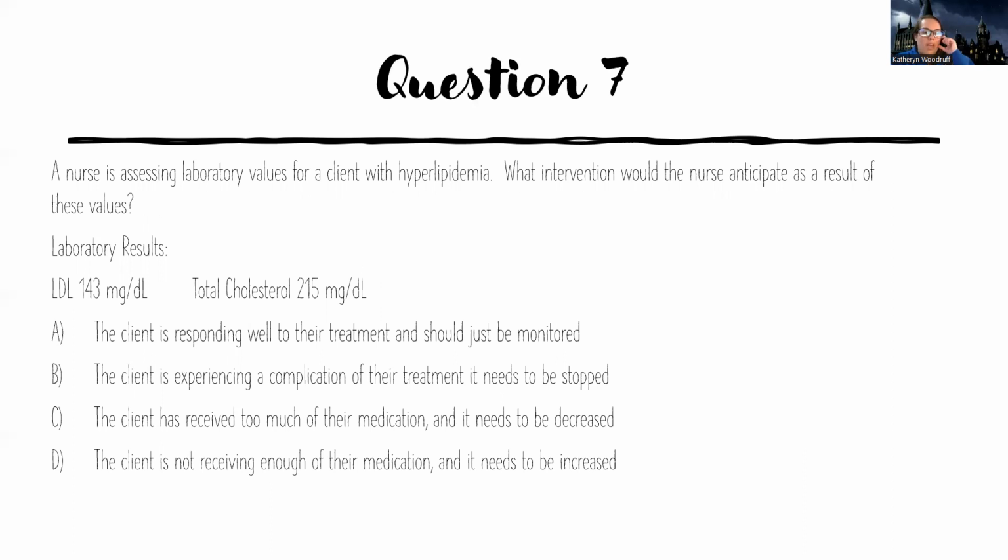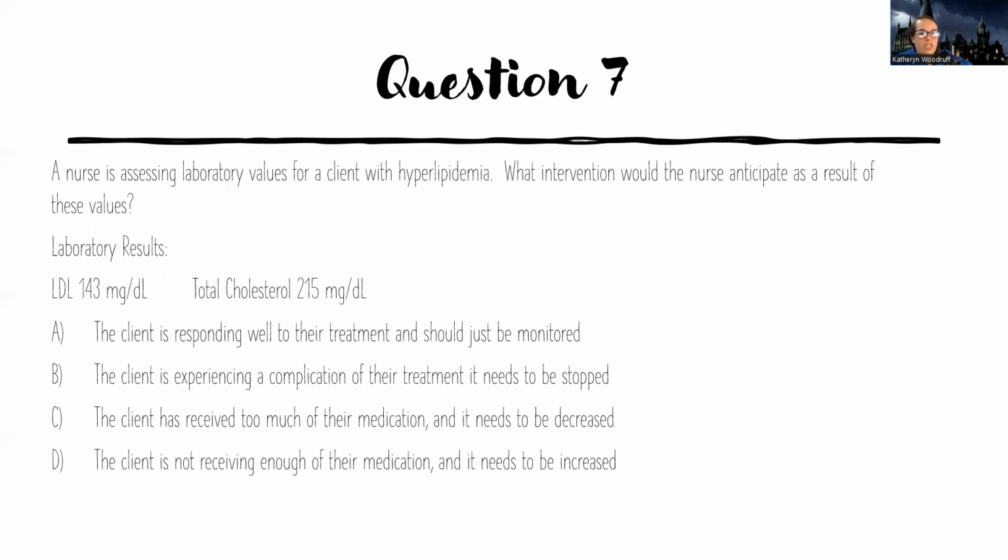So this requires me to know what the normals are for these values and then also know what to do about them. So I've got an LDL, or low density lipoproteins, of 143, and I remember with LDLs we like them low, and that seems pretty high. I believe we want it less than 130. Then total cholesterol 215. I think we want less than 200. So both of these are high. So I'm thinking that we're going to want something to lower it more.